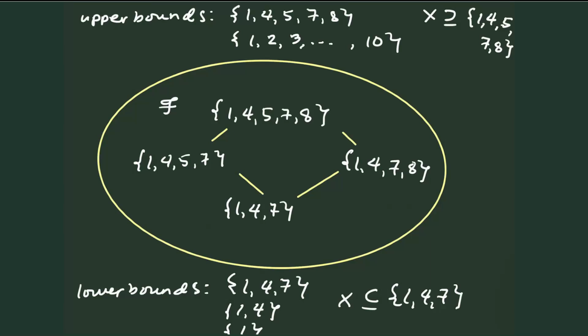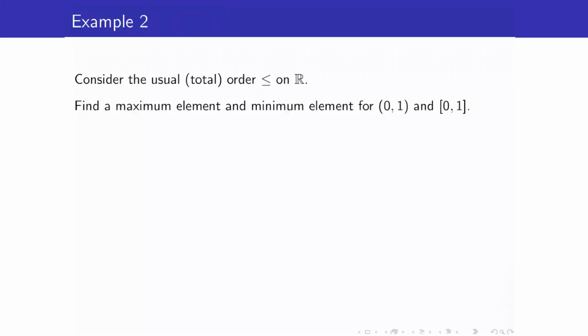So if we go back to our previous example here, if we look at all the upper bounds for this set F, which upper bound is inside the set that we are considering? Remember, we are considering the set F here. So this one would be our maximum element, and this is a lower bound which is inside our set. So therefore, this is our minimum element.